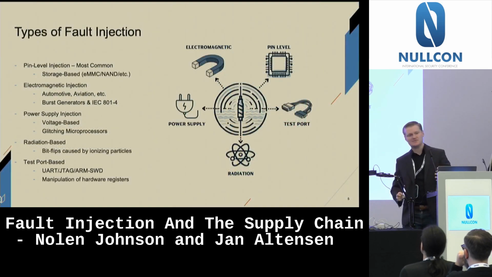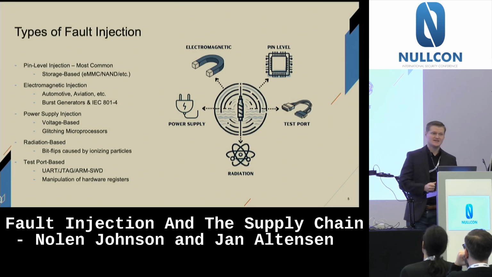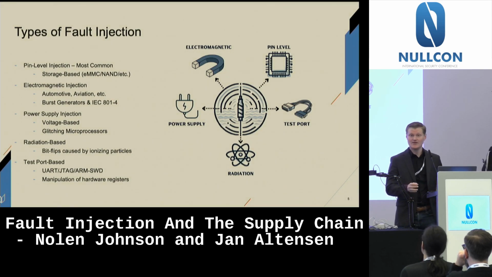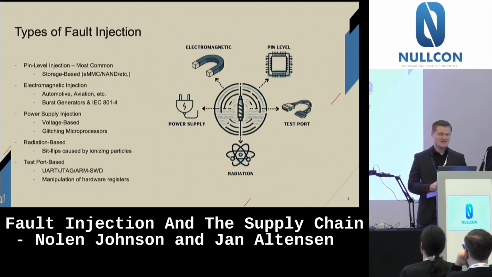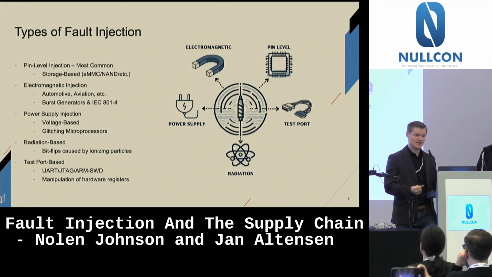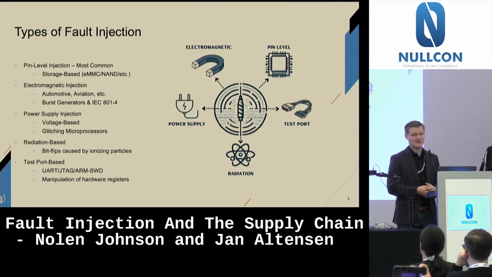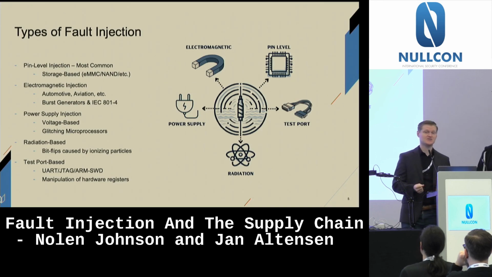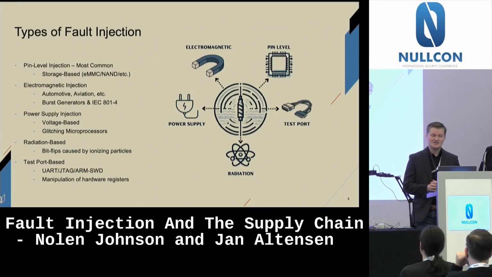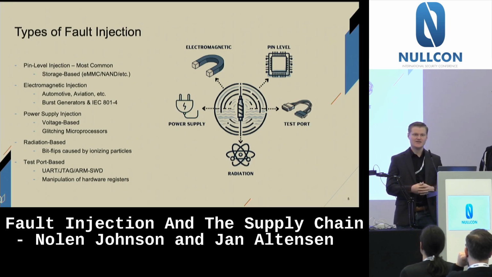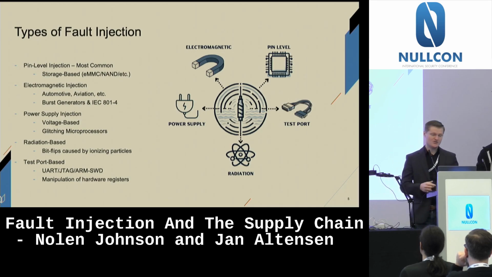So first, let's talk through the types of fault injection. The 5 main types were defined by IEC. Thankfully, now we don't have to use our words for it. We can use theirs. Pin-level injection is the most common. That's going to be anything relating to physically touching the board, shorting things, etc. Specifically, the type we're going to be talking about today and diving into is storage-based. Next is electromagnetic injection. Think automotive and avionics. Planes have to deal with a lot of strange stuff that normal technologies don't. Think burst generators for testing that, and then IEC 801-4 for actually remediating those issues.